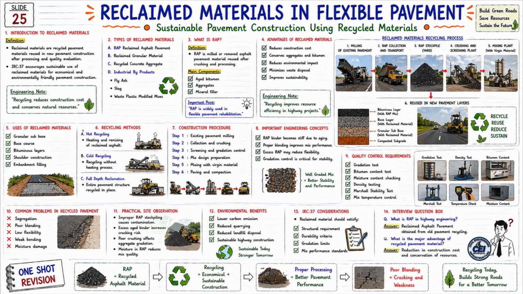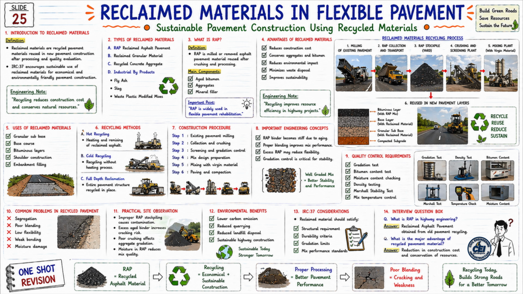Now let us look at the sixth topic. Six: recycling methods. There are 3 major recycling methods. A. Hot recycling. Recycled asphalt is used through heating and remixing process. B. Cold recycling. The recycling process is done without heating. C. Full depth reclamation. The entire pavement structure is recycled in place. And this method is being used rapidly in modern rehabilitation projects.